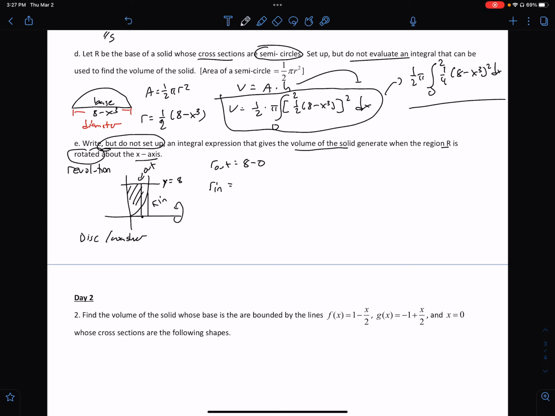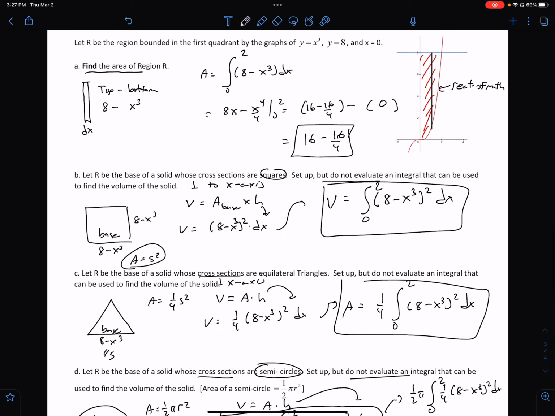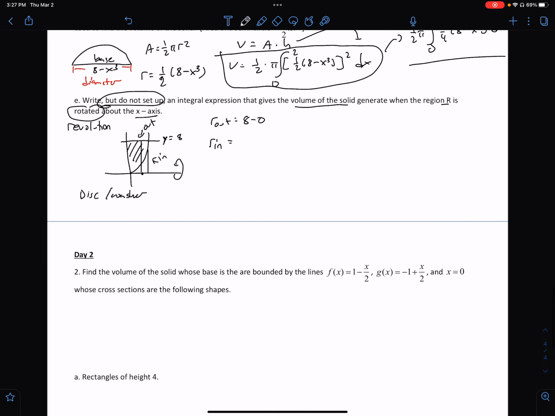It's my hole when I revolve it. And the top there is our function, which was, what was it, x cubed? Yeah, y equals x cubed minus 0. Remember, the bottom here is my axis of revolution. We're going to measure to the axis of revolution right there. So to get my volume now, pi r squared h.